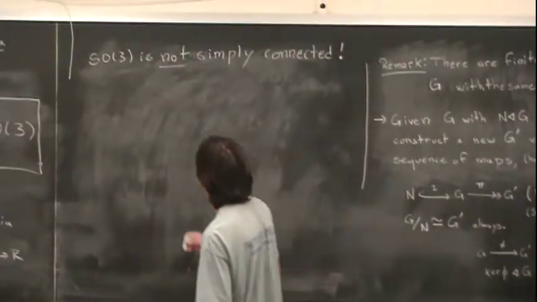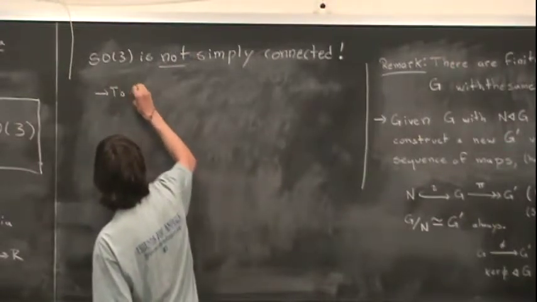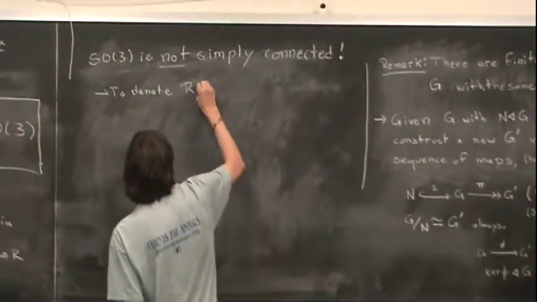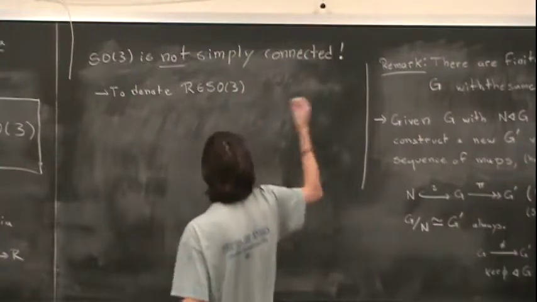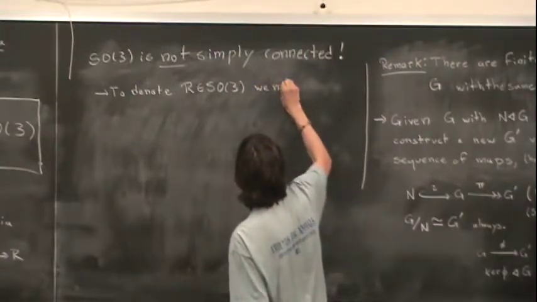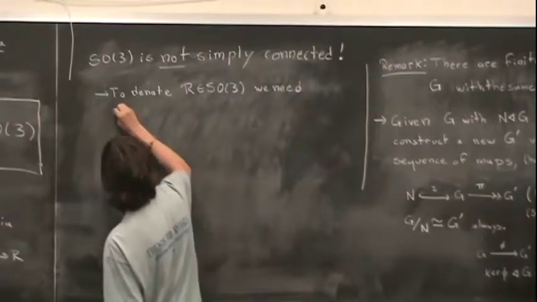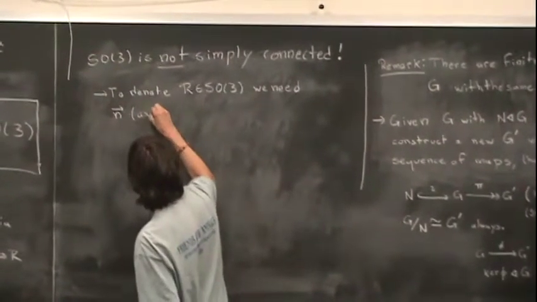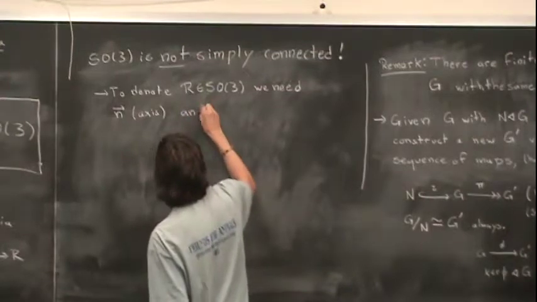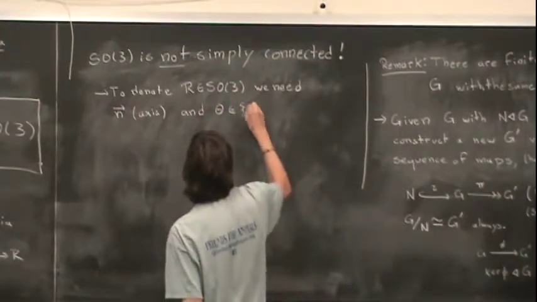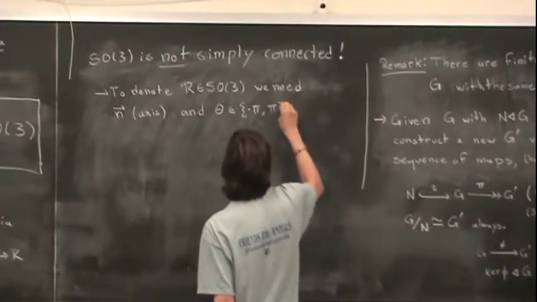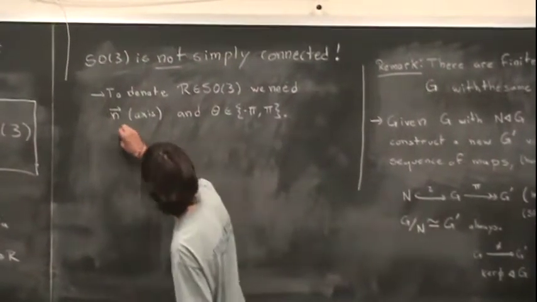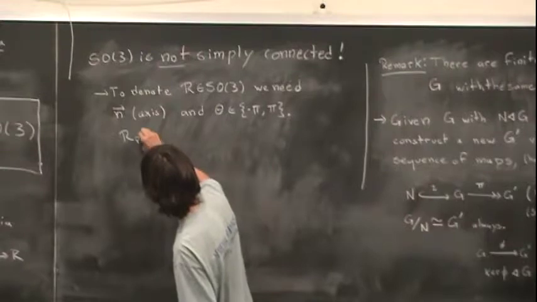Well, one way to do it is to note that to denote R in SO3, we need two things, right? We need a direction to rotate about, an axis of rotation, and we need an angle to rotate by.